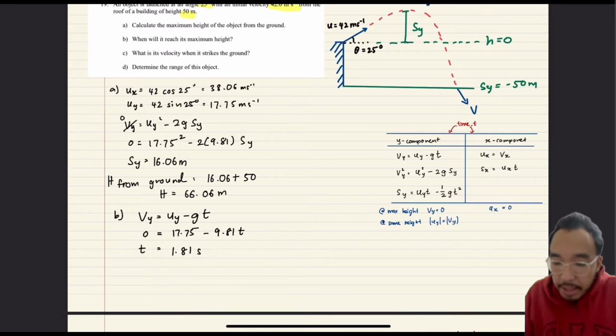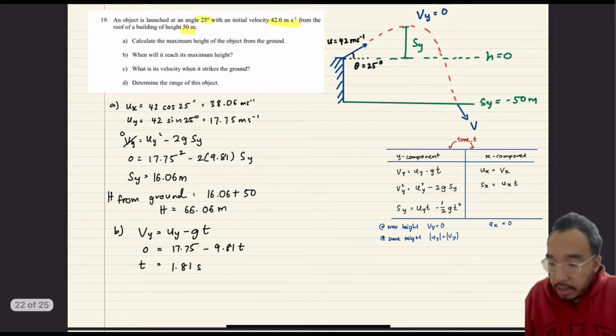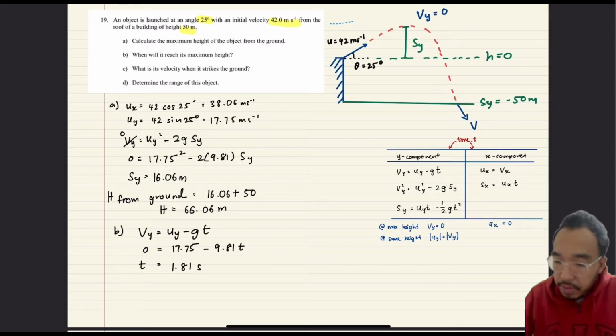What is the velocity when it strikes the ground? Okay, this is interesting. So I'm gonna copy this to a new page.